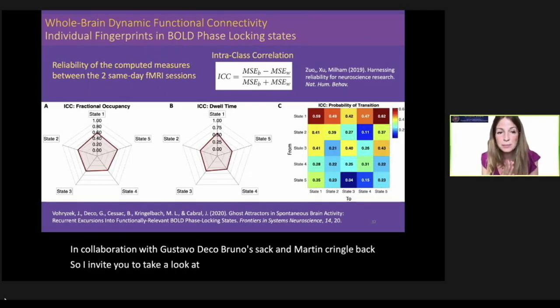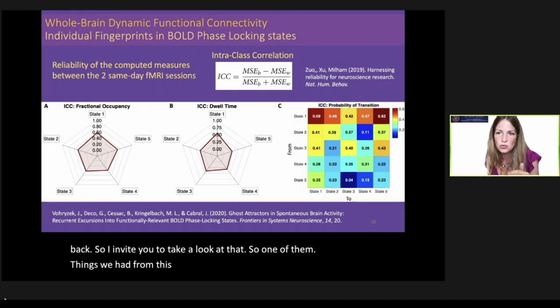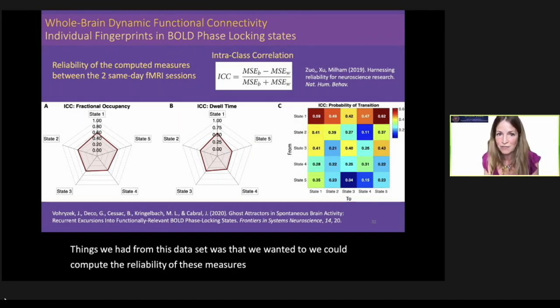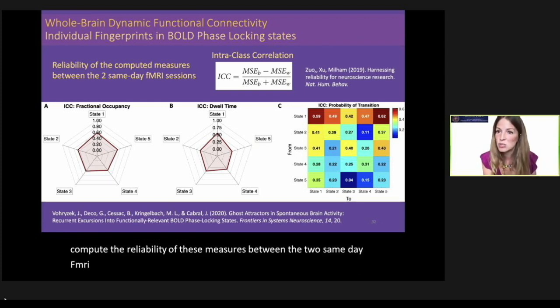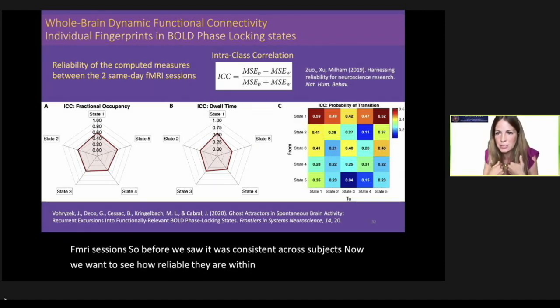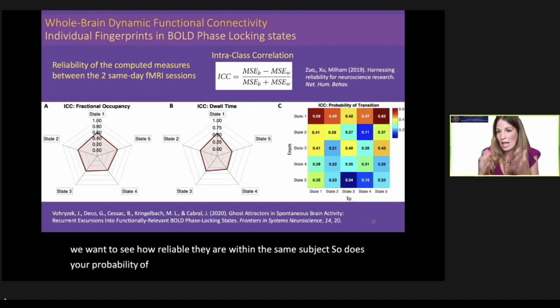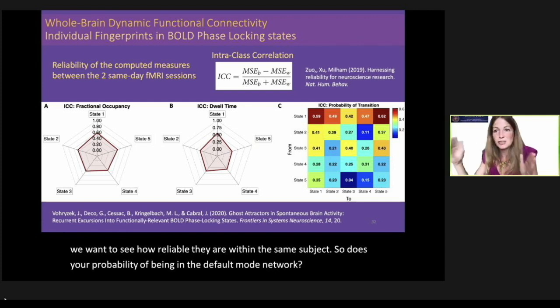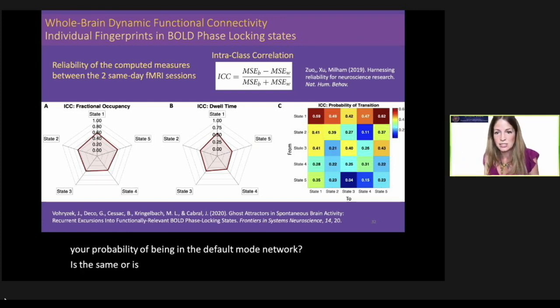So one of the things we had from this data set was that we could compute the reliability of these measures between the two same-day fMRI sessions. Before, we saw it was consistent across subjects. Now we want to see how reliable they are within the same subject. So is your probability of being in the default mode network consistent when you do a second scan on the same day?